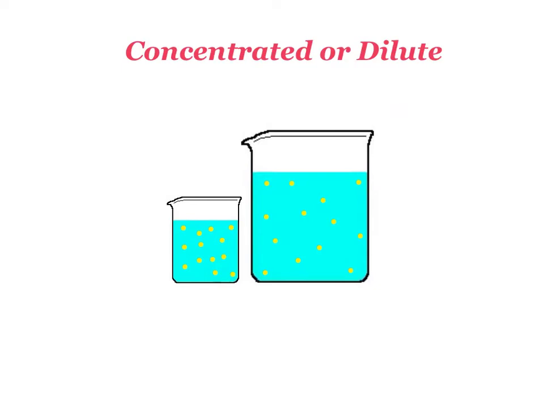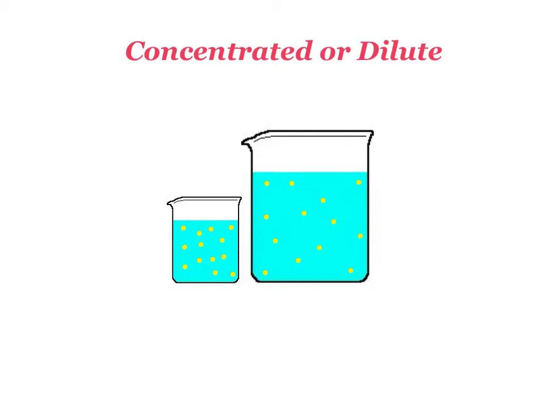If you look at both of these solutions, they have the same solute and they have the same solvent, but they do not have the same concentration. This one over here on this side has the same amount of solute, but it has less solvent in it, so that means it's going to be more concentrated. This one has more solvent in it, and so this is going to be less concentrated or more dilute.